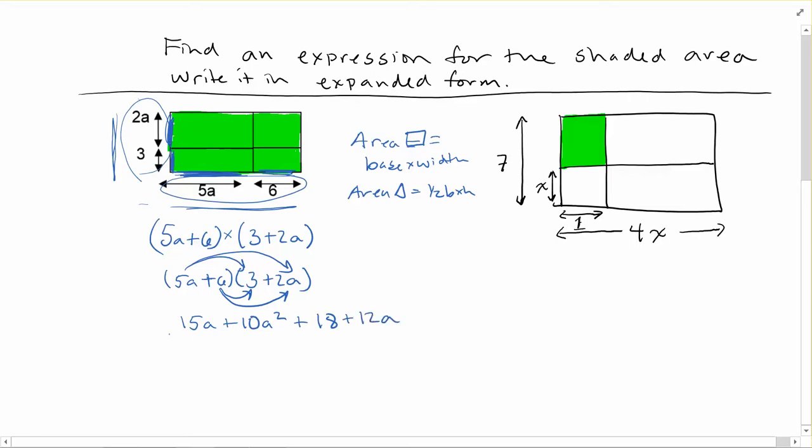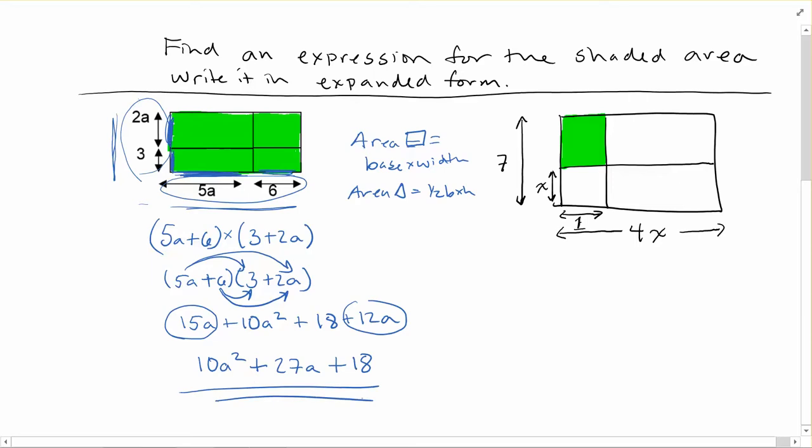The last step here would be to look for like terms. I see a 15a and a 12a. We can add those together, so I'm going to write 10a squared plus 15 and 12 gets us to 27a plus 18. And that would be my expression for the area.